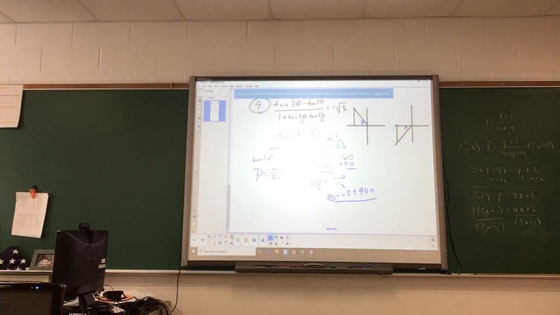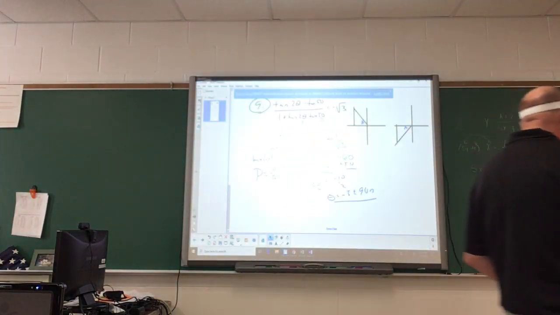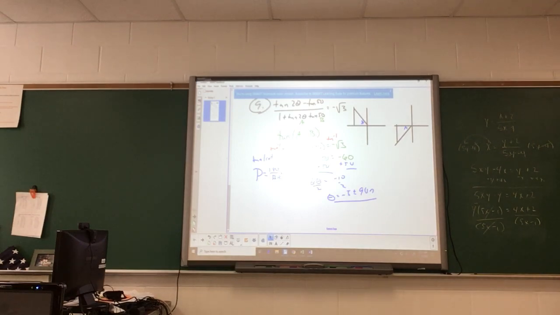Watch your negatives. Make sure you check your negatives. What I would suggest is, once you get your diagram down, check to make sure your diagram is the same as your neighbor's. Solutions are up here. Now we'll get the solutions posted.